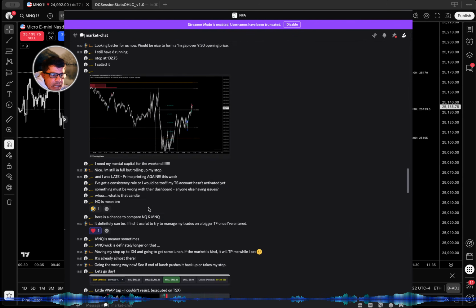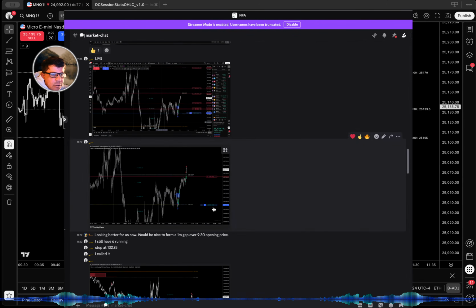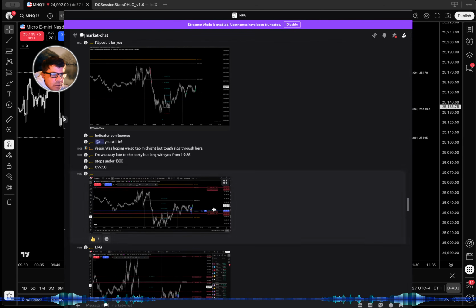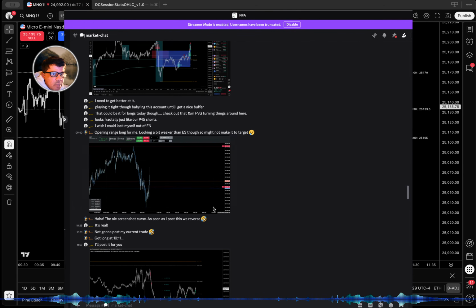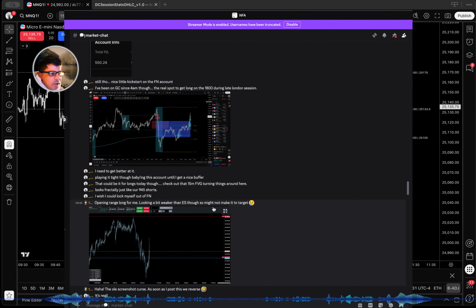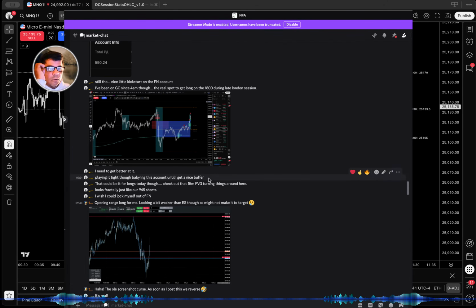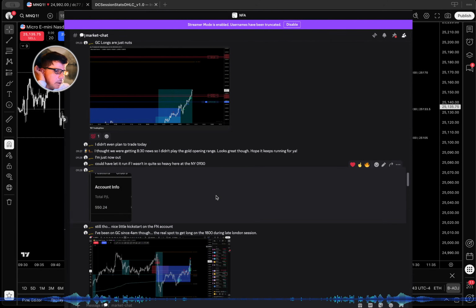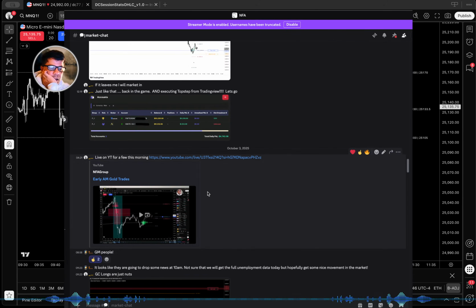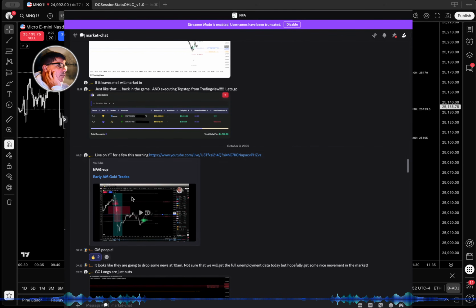Today I was a little sidetracked, so I wasn't able to be in the move super early. I was trading gold longs since this past midnight, I'm going to say yesterday morning early. I woke up at 2 or 3 a.m. and jumped on some gold longs. I had a Topstep account that I wanted to pass, and there's another live video you can check out from the early AM gold trades.